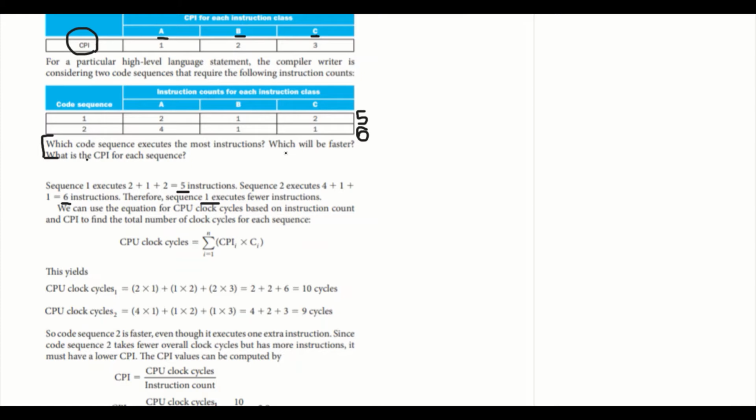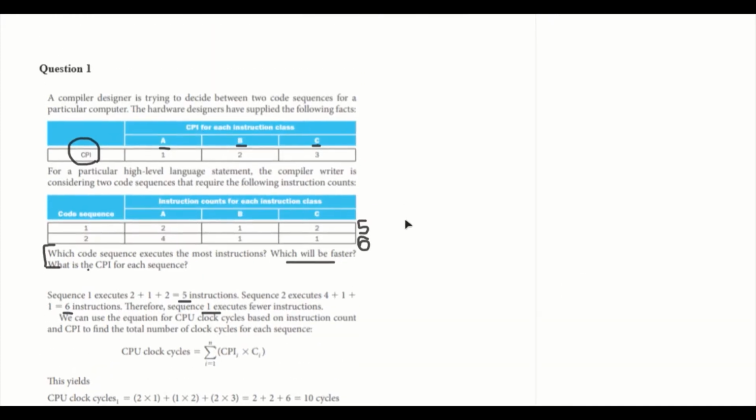Now let's look into which will be faster. Okay, let me decide which will be faster. In order to find which is faster, I cannot calculate the CPU execution time because I don't know the clock rate. The question doesn't talk about the clock rate. The question doesn't say anything about clock rate or clock cycle time, the period. The details of the period are not given.